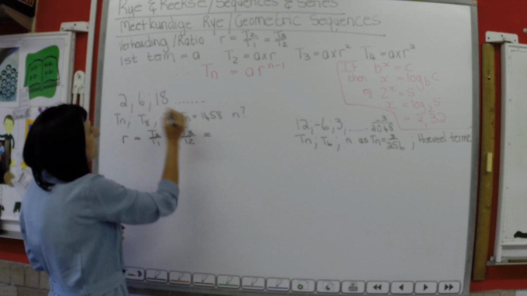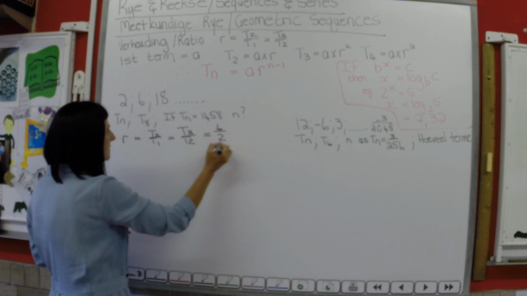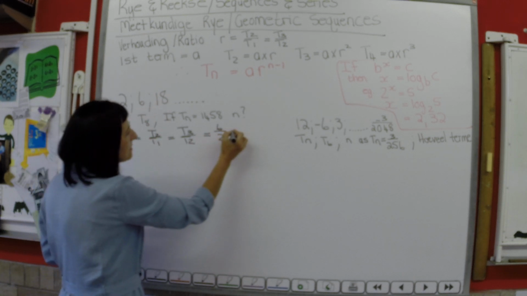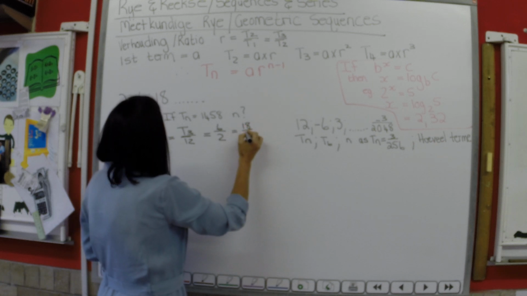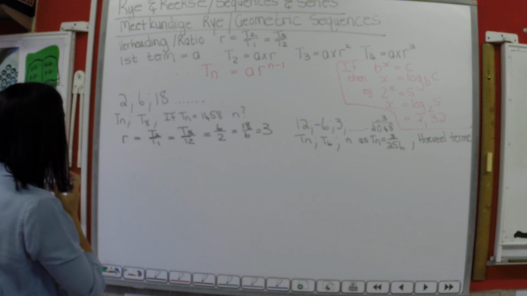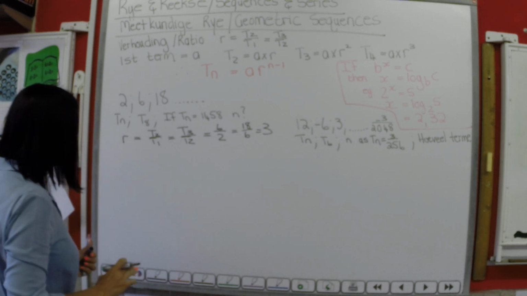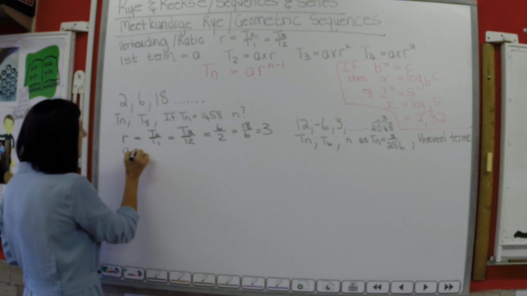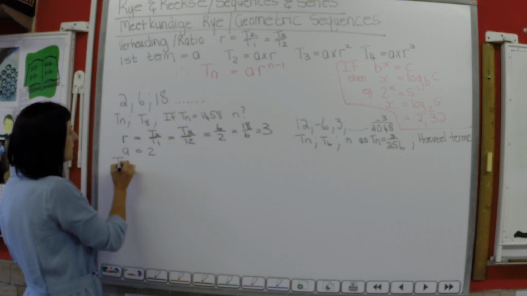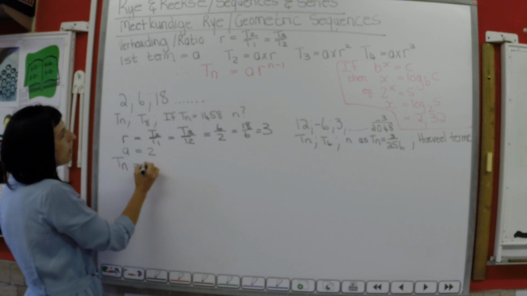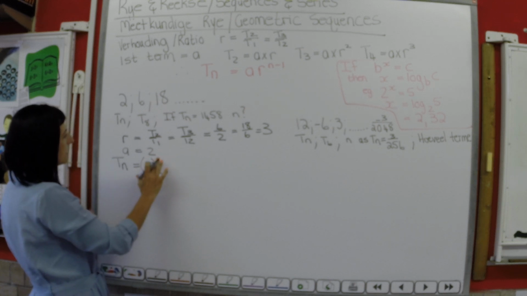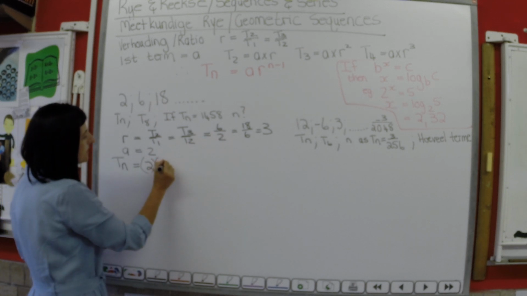As ons tweede term vat, 6 gedeel deur ons eerste term, kry ons 3. 18 gedeel deur 6 is ook 3. So daarom weet ek dat dit definitief 'n meetkundige ry is. So I've got the value of R. So we know the value of A, that's the first term, dis 2. Nou kan ek my algemene formule gebruik en ek kan my A gaan insit. Ek kan my substitusie en hakies, ek kan my R gaan insit.